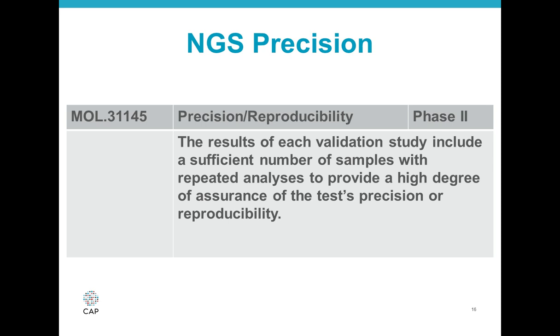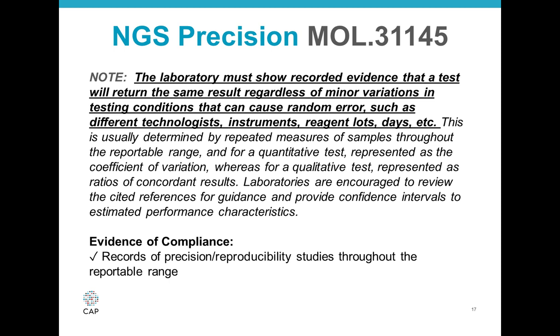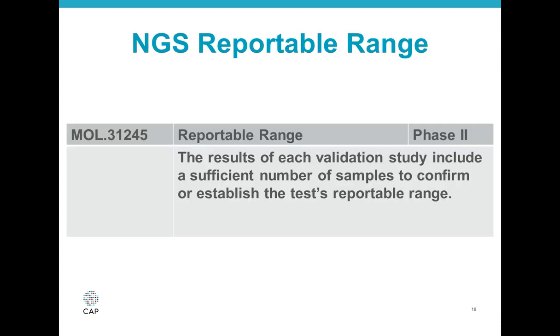Another item from the molecular pathology checklist requires that the results of each validation study include a sufficient number of samples with repeated analyses in order to provide a high degree of assurance of the test's precision, or reproducibility. And the associated note for this checklist item requires that laboratories must be able to document that their testing will return the same result regardless of minor changes in testing conditions that might result in random errors, such as using different technologies, different instruments, reagent lots, or testing days.